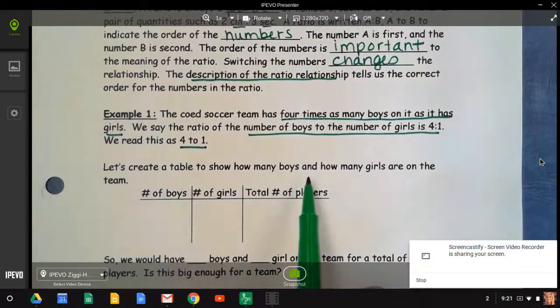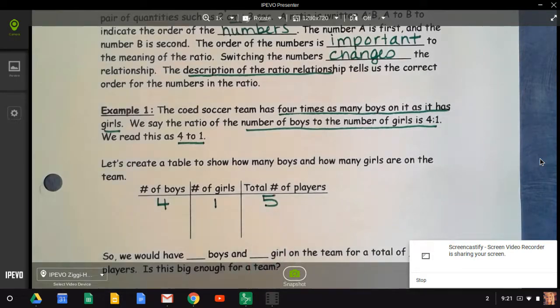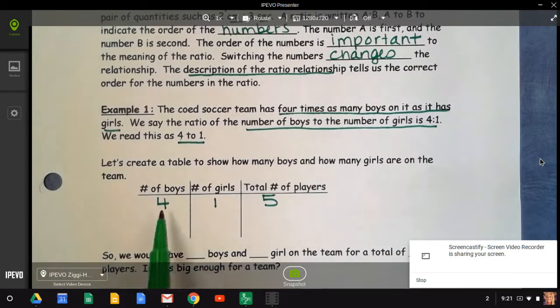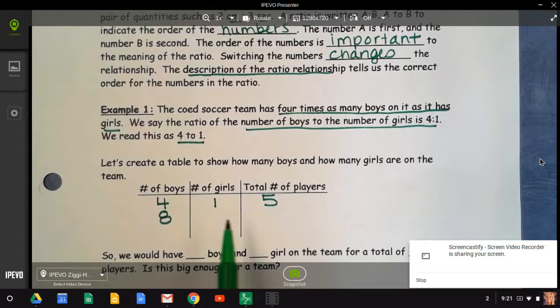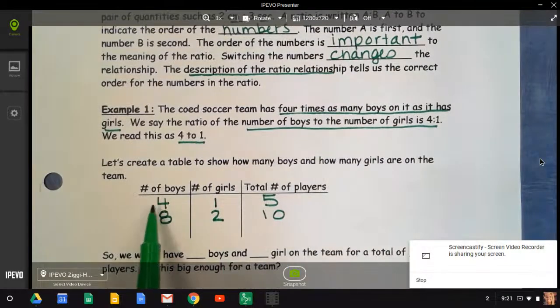We're going to create a table to show how many boys and how many girls are on the soccer team. So the number of boys is 4, the number of girls is 1. That means the total number of players is 5. Now, if I were to continue to build on this ratio, this is called a ratio table, I would continue to build up by 4 on this side, up by 1 here, and up by 5 here. So for example, if I want to build my team up, I need to add 4 more boys, which would give me 8, 1 more girl, which would give me 2, which would give me a total of 10 players. Okay, and I continue to do that pattern all the way down.